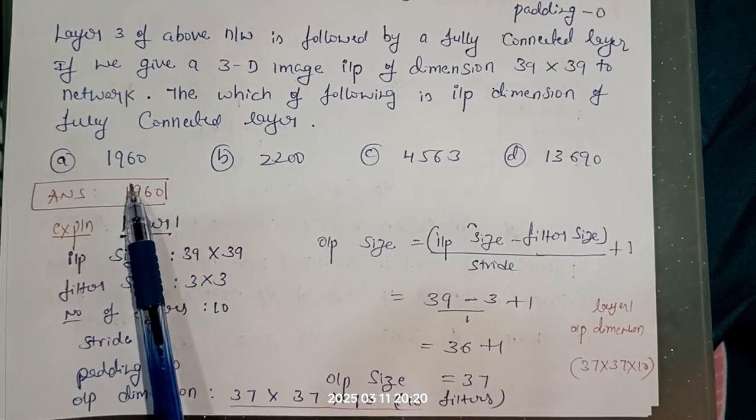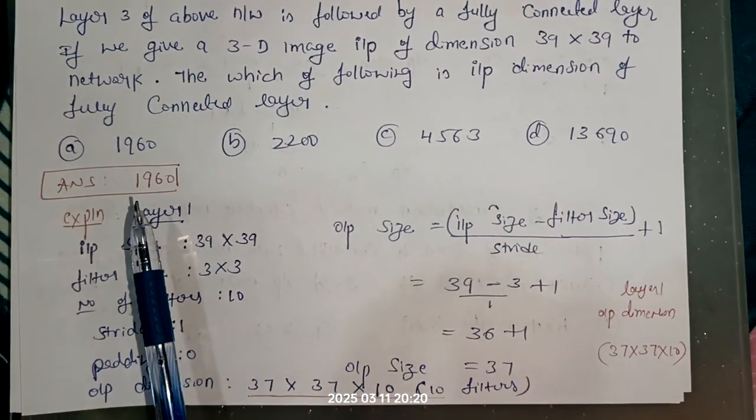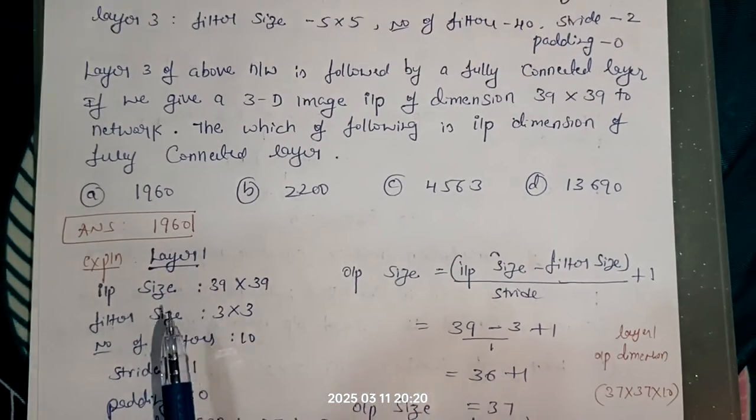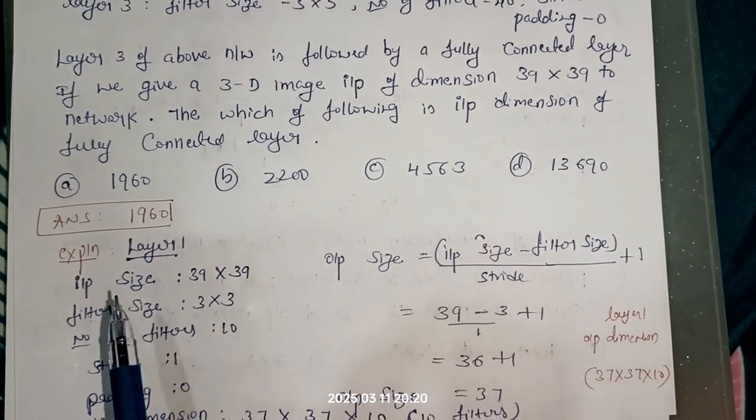So the answer is 1960 to 2200. Out of this, the correct answer is 1960. How? Explanation we'll see. Layer by layer we'll go. For the first layer, look at this, input is given 39 into 39, that is input.